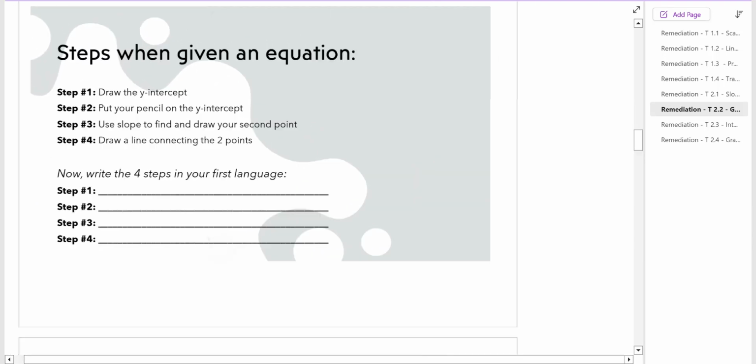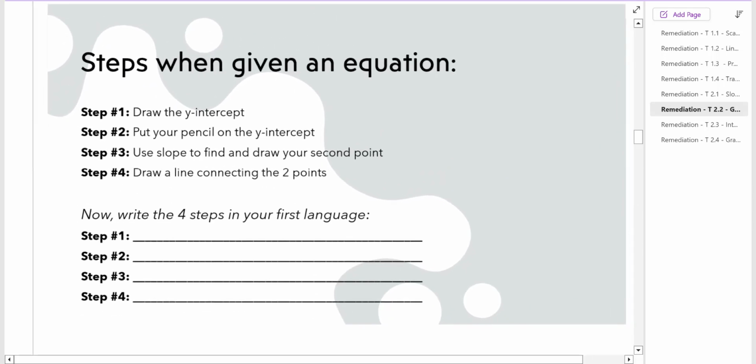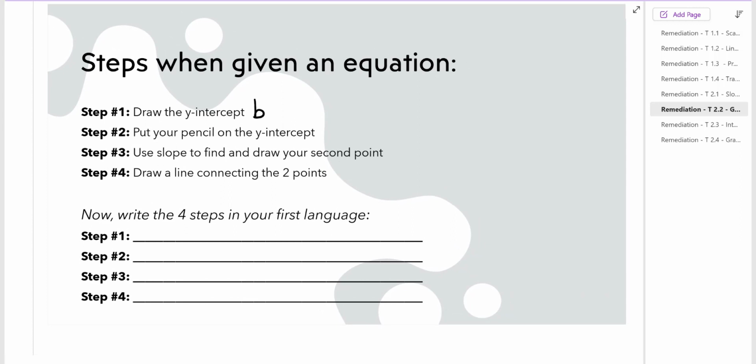Okay, so now we're going to do the steps when given an equation. Step 1 is that you're going to draw the y-intercept, and we use the letter B. Step 2 is you're going to put your pencil on the y-intercept. Step 3 is you're going to use slope, okay, to find and draw your second point. And then the last step is that you need to draw a line and connect the 2 points.